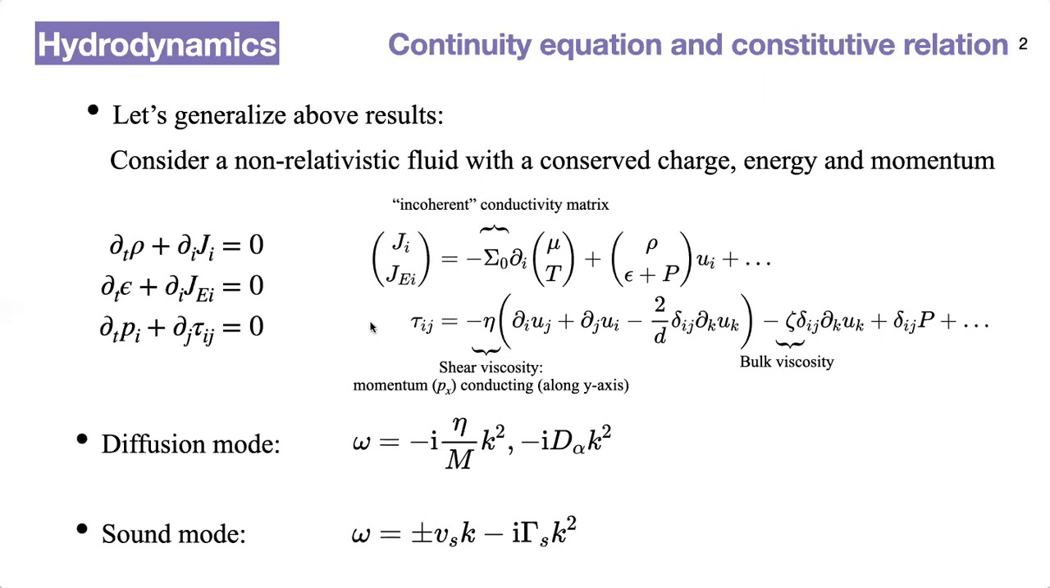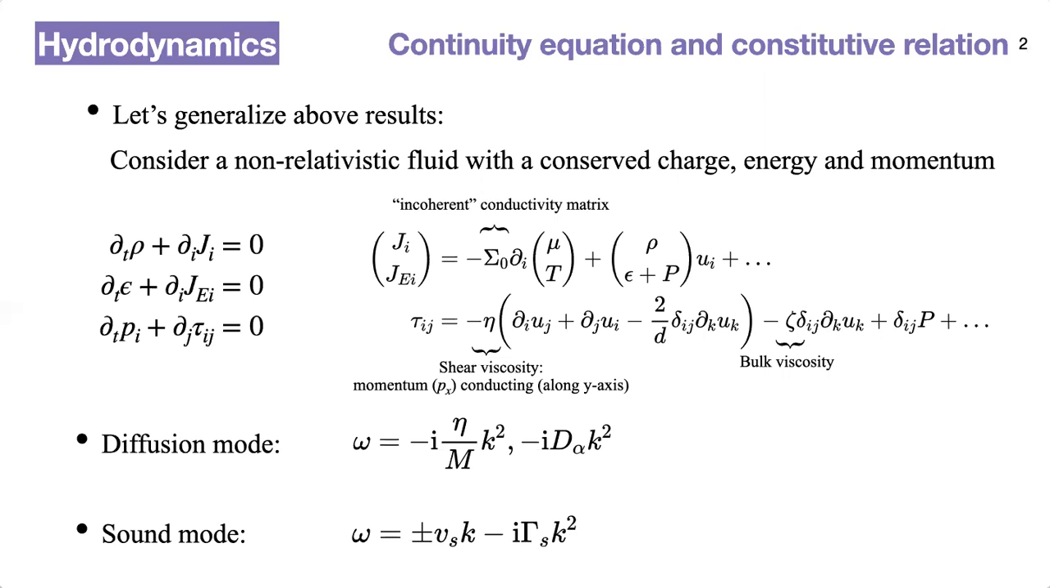Apart from these diffusion modes, we have the sound mode, also from the longitudinal channel. At the leading order, it has a linear dispersion with the coefficient v as the sound velocity. And if we include the second order correction to the dispersion relation, we have the dissipation term, the gamma_s here, which is also called the attenuation constant. And this attenuation constant, this kind of dissipation, will include the energy, charge, and momentum. Okay, so that's for hydrodynamic theory.